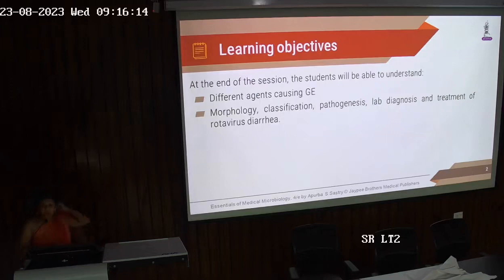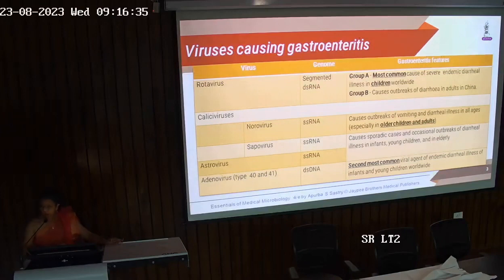But if you don't take care of the hydration, you have to understand the most common age group affected in rotavirus diarrhea is young children and infants. So can you understand how precarious the condition can be? If you don't take care of the hydration, it can easily lead to a high rate of morbidity and mortality. So this is one table. If you remember this, you'll answer most of your questions.